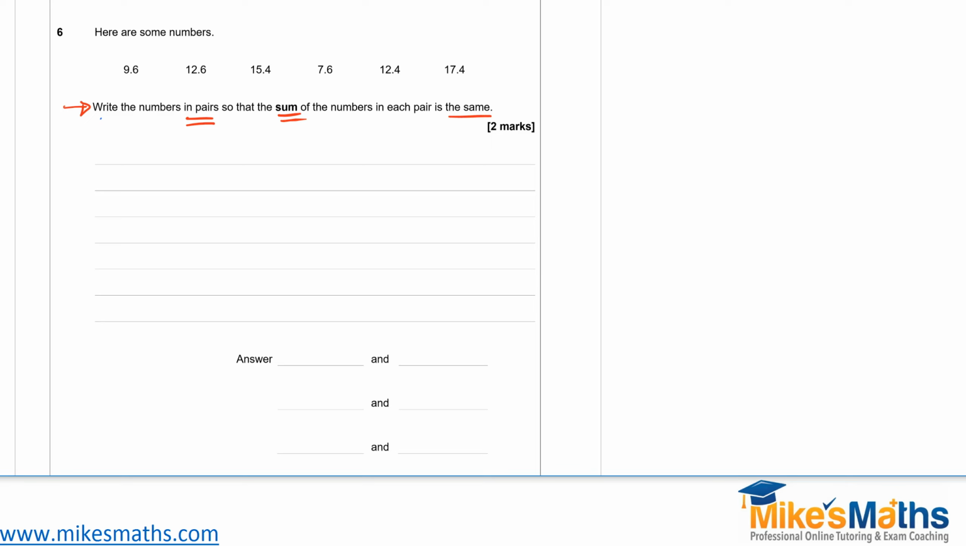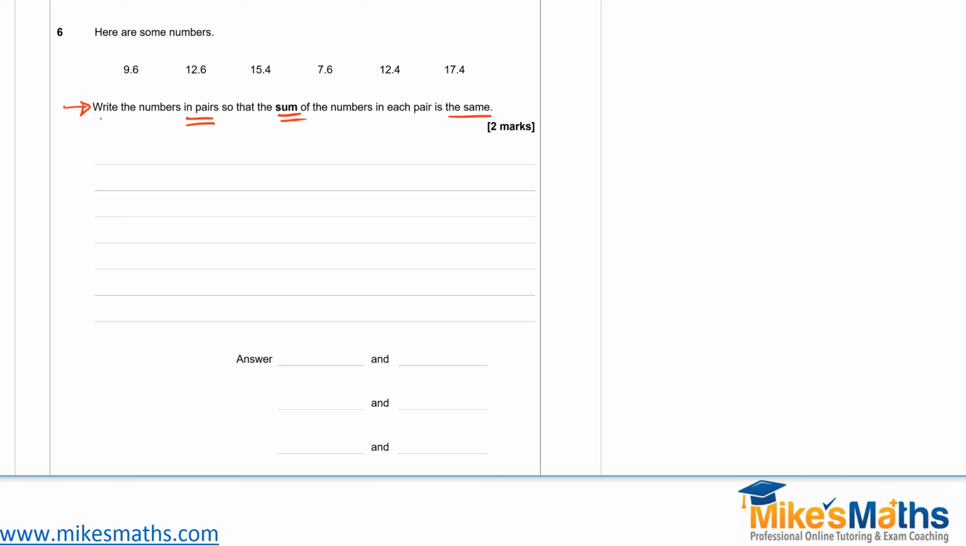Write the numbers in pairs. That's actually probably why, look, there's a pair goes there, there's a pair goes there, and there's a pair goes there. So that kind of makes sense, the way they've asked us to present the answer. So we're going to write these numbers in pairs so that the sum of the numbers, well, that means adding them together, is the same.